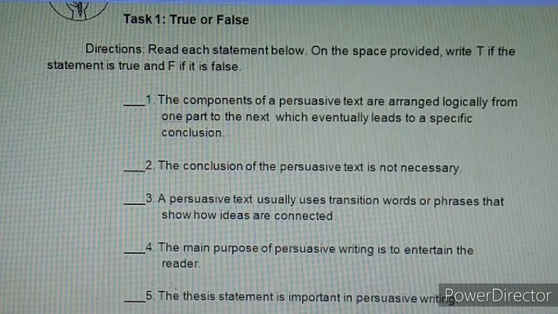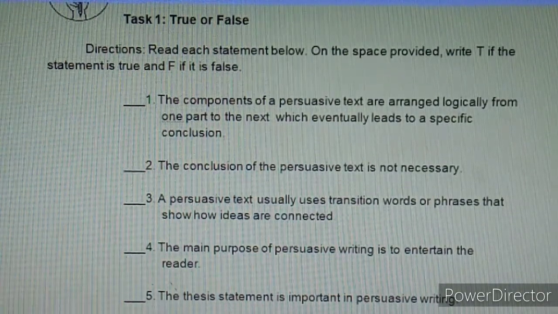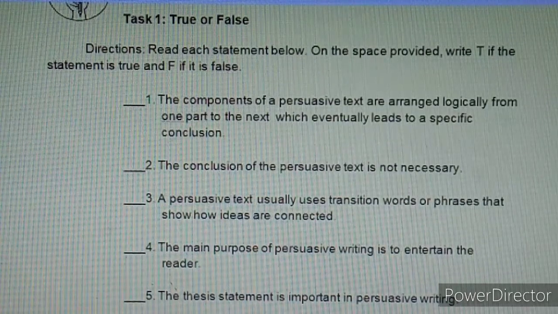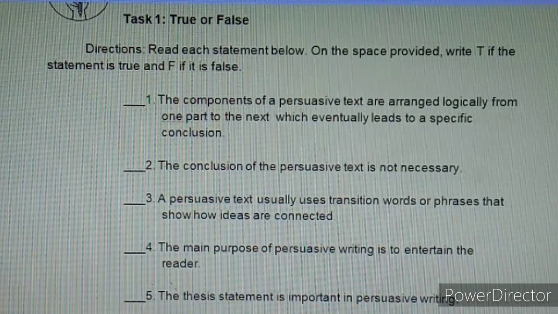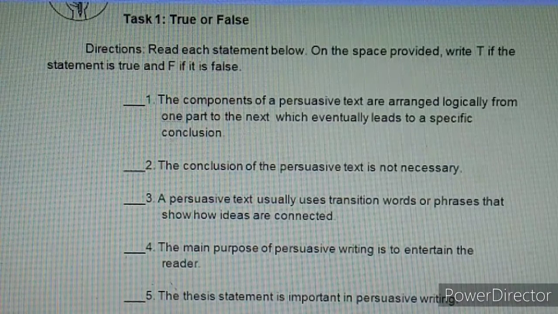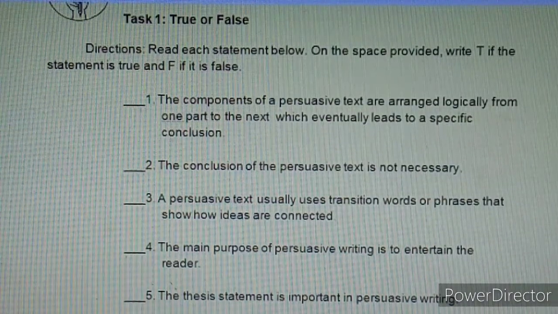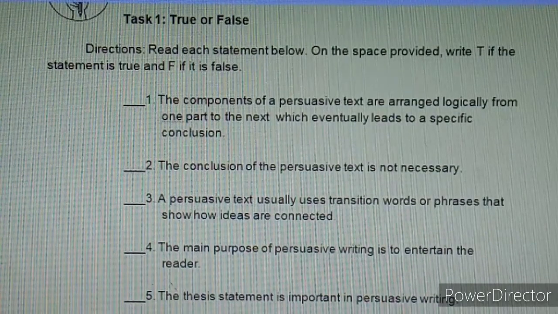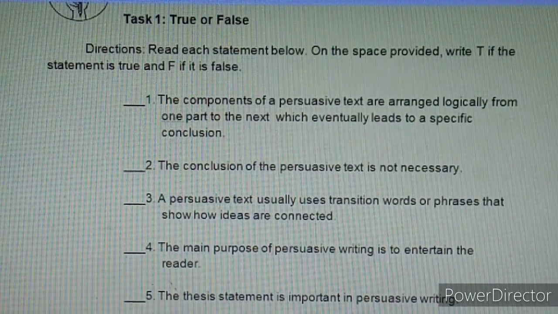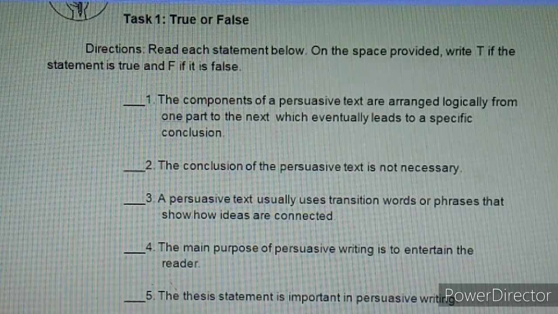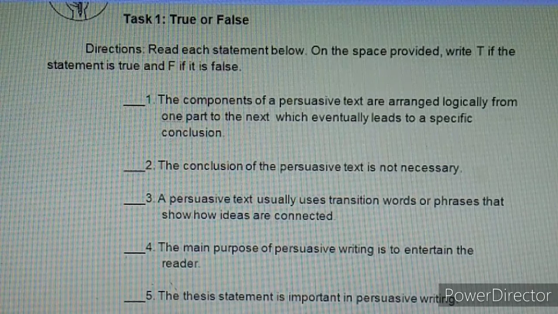Let's proceed to number 2. The conclusion of the persuasive text is not necessary. True or false? The correct answer for number 2 is F. Number 3. A persuasive text usually uses transition words or phrases that show how ideas are connected. The correct answer for number 3 is T.